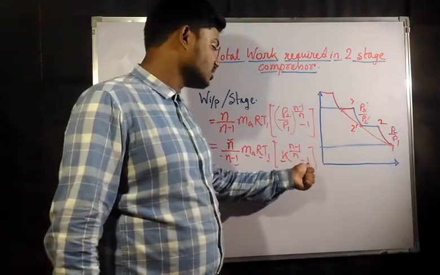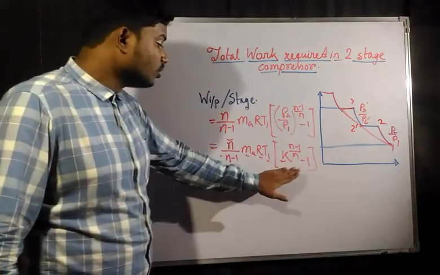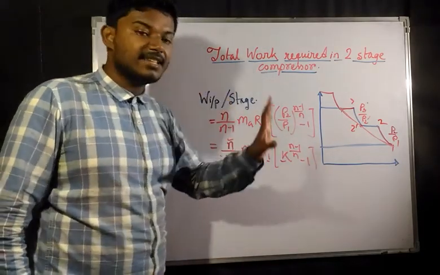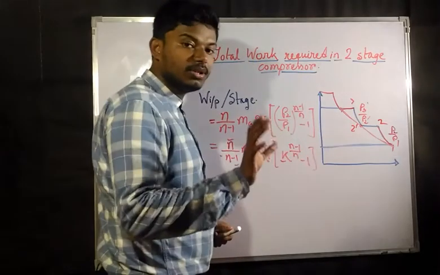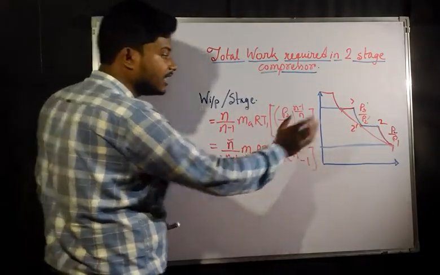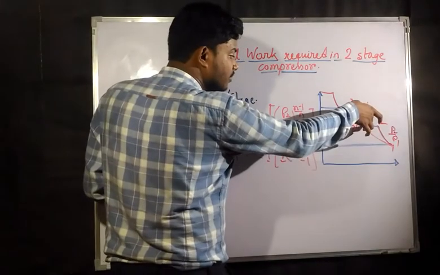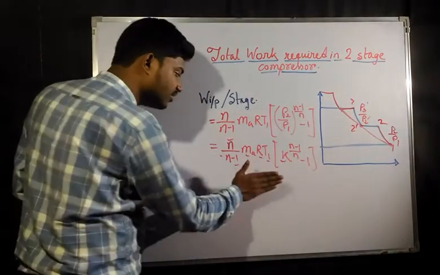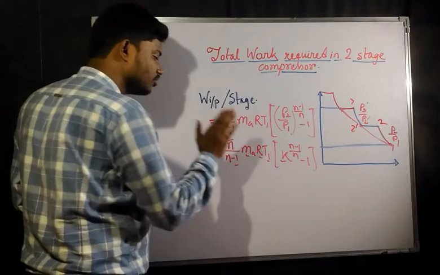Again, n is also constant, and n minus 1 is already there. So this would be in any stage. If you want to find out what is going to be the work input in this stage, this is the formula with T1 only. Same formula would be there.